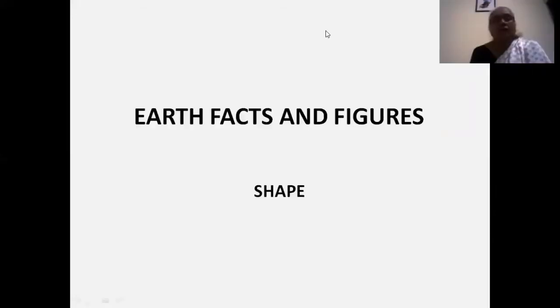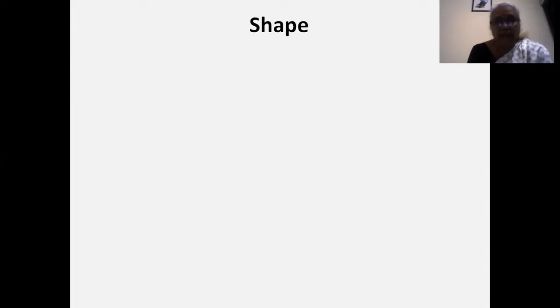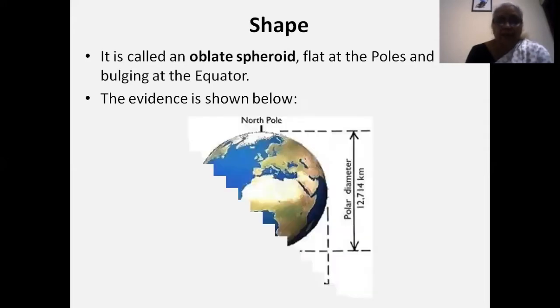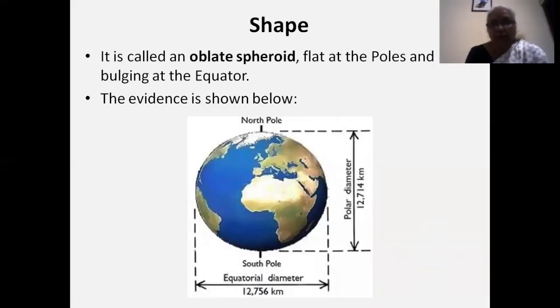Yes, madam. Today we are going to look at part of general geography, which is Earth facts and figures, where we look at the shape of the Earth and its size. We'll also look at the relationship of the Earth with reference to the Sun and the Moon. Looking at the shape, the correct term that we use for the shape of the Earth is an oblate spheroid, which means that it is flat at the poles and bulging at the equator. The evidence is shown by this diagram.